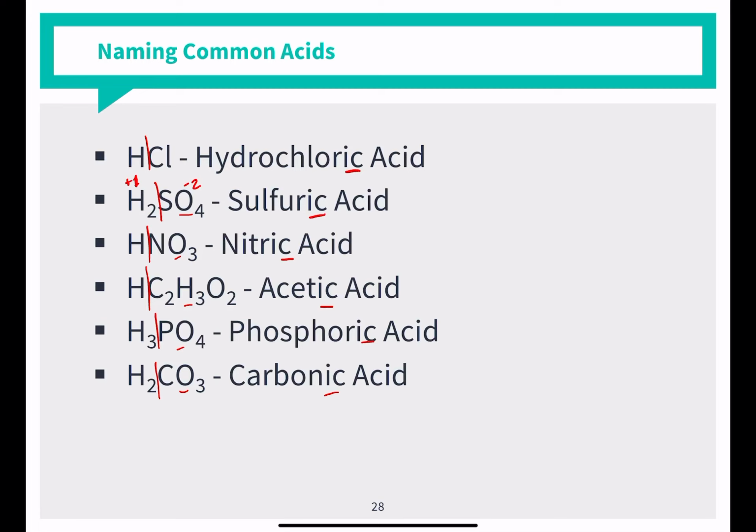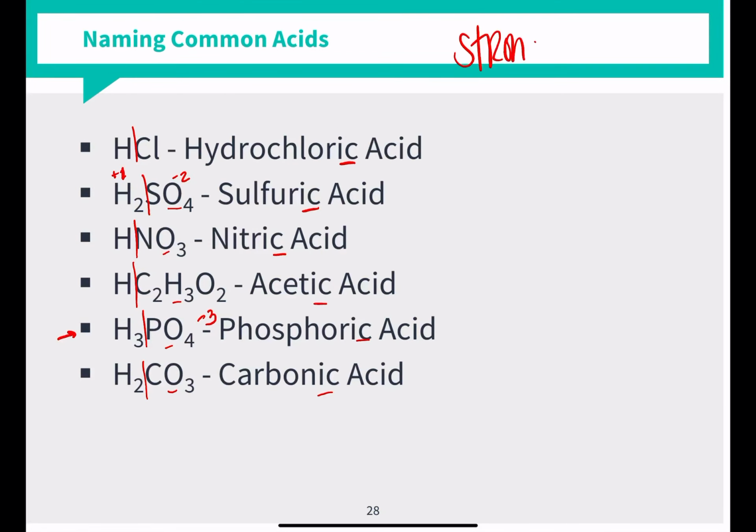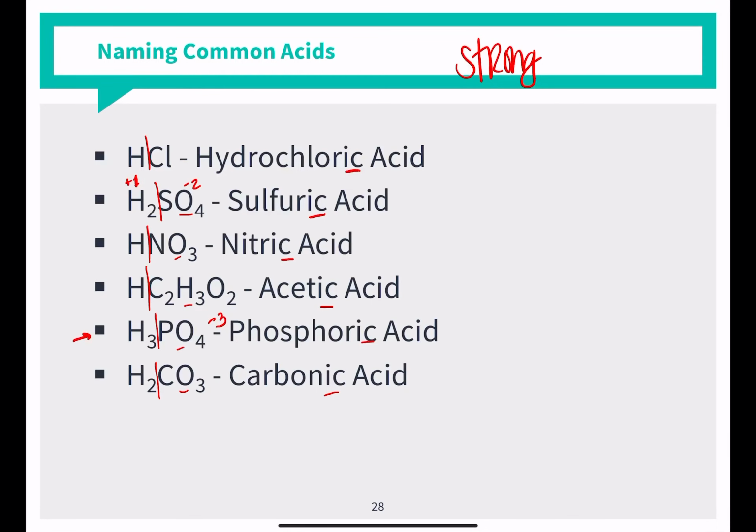Nitrate is a -1. Hydrogen's going to be a +1 to balance that. Acetate's a -1. Hydrogen's a +1. Phosphate here is a -3, so you have 3 hydrogens to balance it and make it neutral. And then carbonate is a -2, so you have the 2 positive hydrogens to balance it and make it neutral. So these are just ones that you commit to memory. There are many more acids and many more bases, but these are all strong acids, and I'm going to ask that you memorize these, okay? And that is all for that.